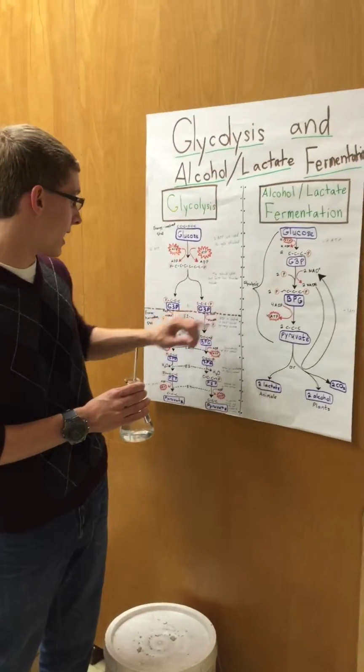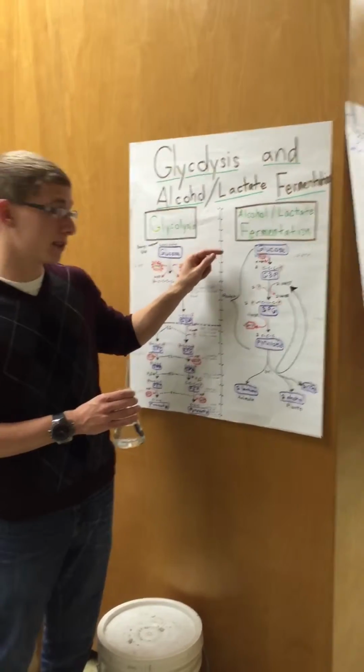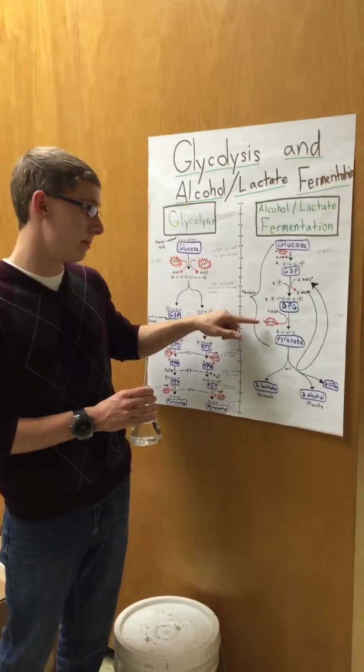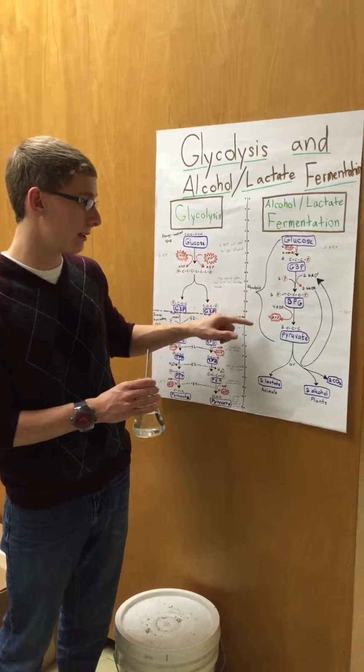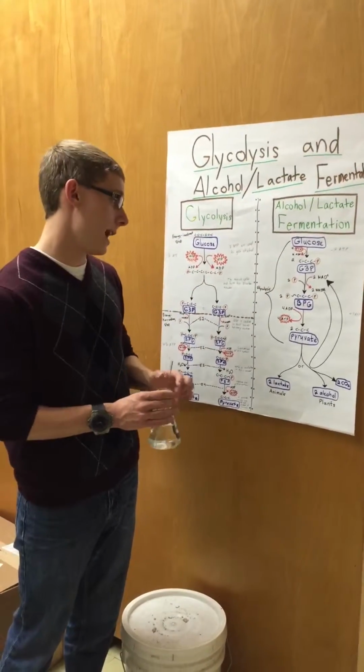And it's the same as glycolysis, so 2 ATP are used to start, and then 4 ATP are created through glycolysis. So, again, same as glycolysis, a net gain of 2 ATP molecules.